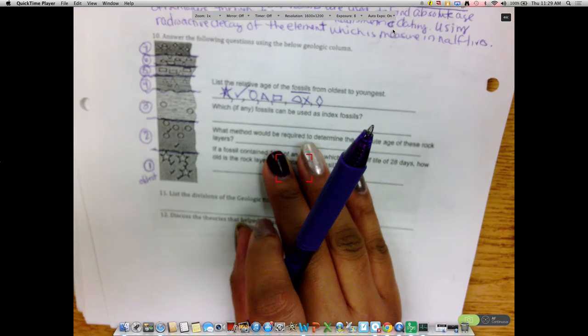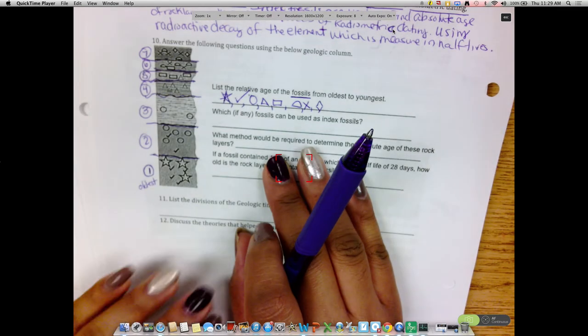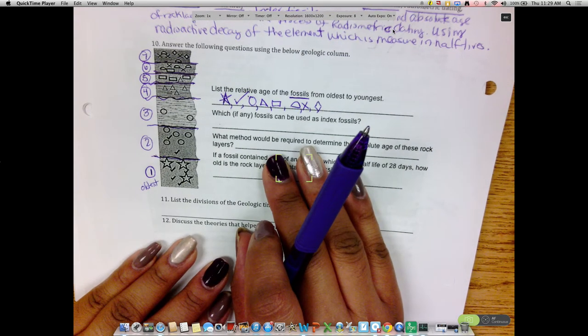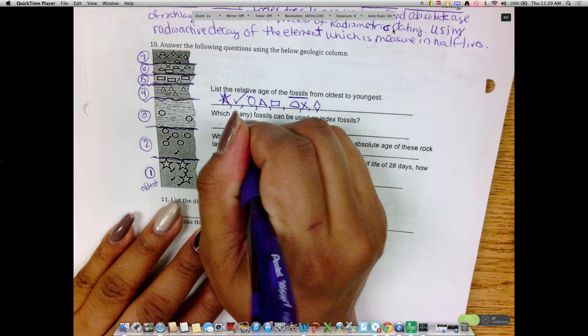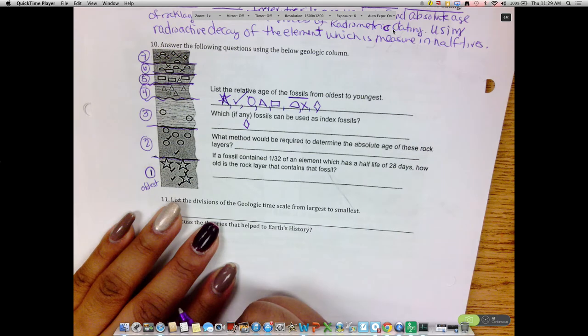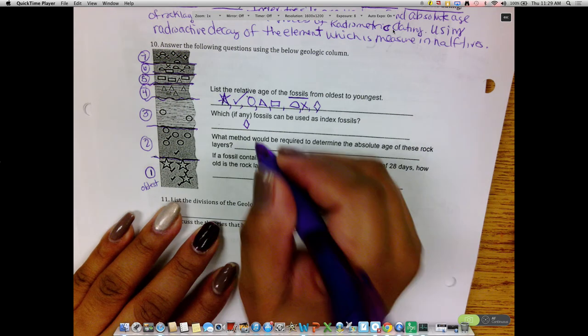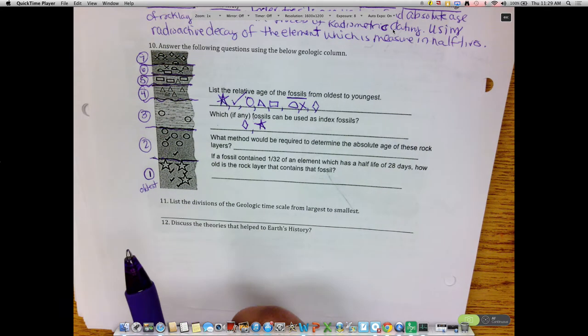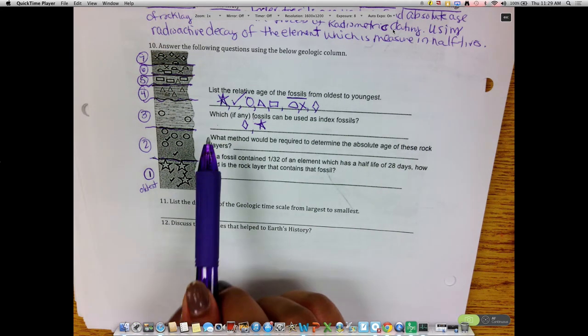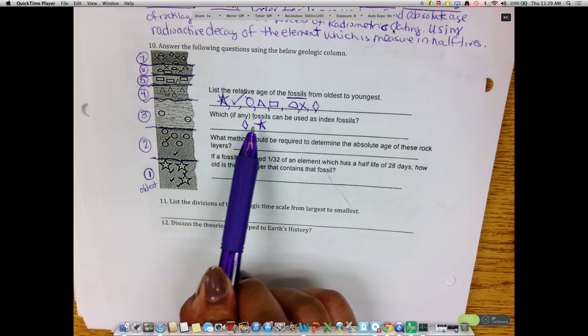All right, moving on to the one that says, which, if any, fossils can be index fossils? Duran. Yes, Duran. The diamond is an index fossil. Anything else? And the star. Make sure you put both. Don't just put one. Because it says which, if any, fossils.